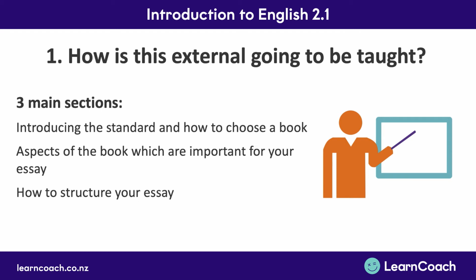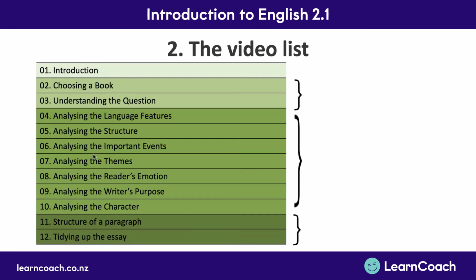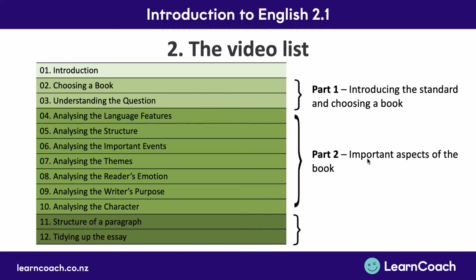So how do these 3 main sections translate into the videos? We can see that here in this video list. So ignoring this video, the introduction, you can see there's the 3 main sections here. There's section or part 1, which is introducing the standard and choosing a book, and also how to understand and break down the question that they ask you. There's section 2, which is the important aspects of the book. You can see there are things like structure, themes, writer's purpose, character, things like that. This is the content which is going to make up your paragraphs in the essay. And part 3 is structuring your essay, actually how you're going to write it. So these are the 3 sections here in regards to the video list.